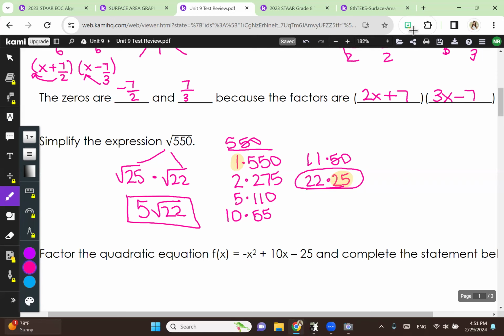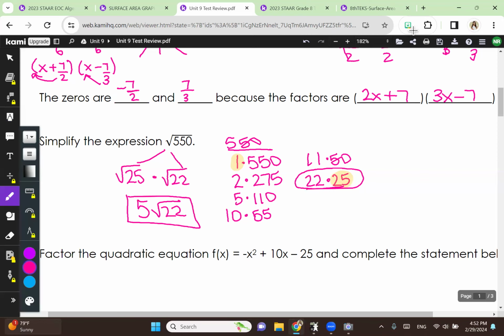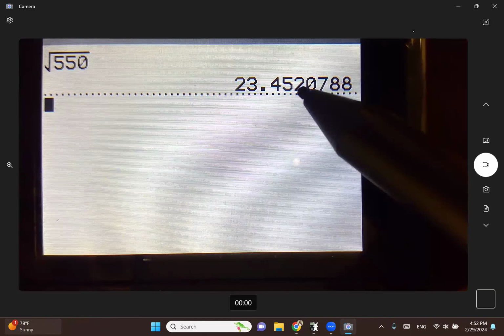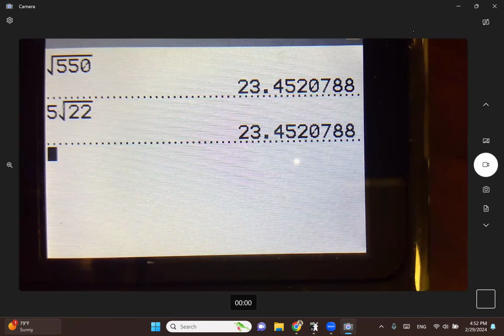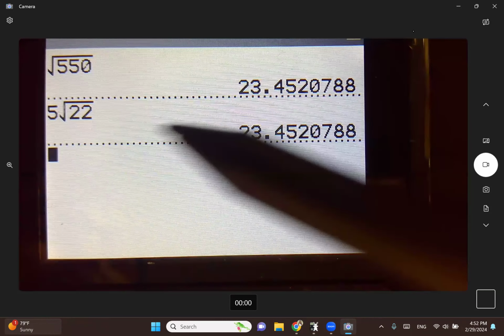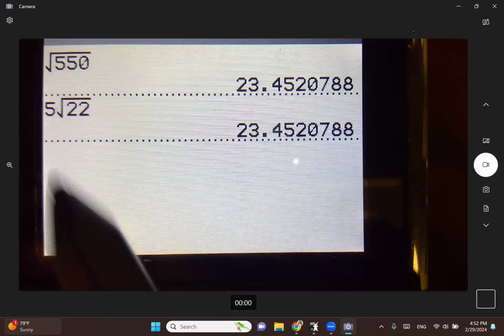With problems like this, I'm going to show you a trick. You can also double check your answer. You can go to your calculator. Let's go back real quick and type in the square root of 550. See what the square root of 550 is in its decimal form. So I'm going to do that. Square root of 550. That gave me 23.4. Now, when we simplified it, we got 5 square root of 22. And notice you got the same decimal form for both. So you can always double check your answers, or you can check your answer choices that way.